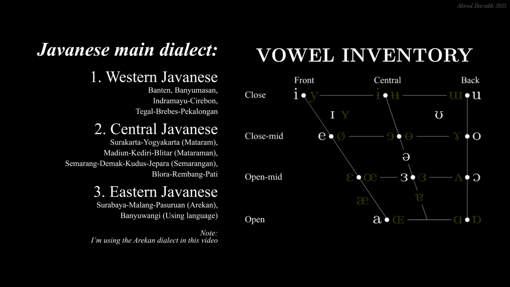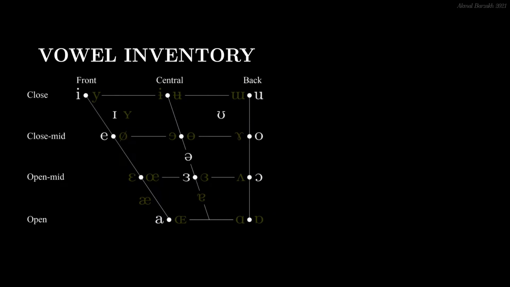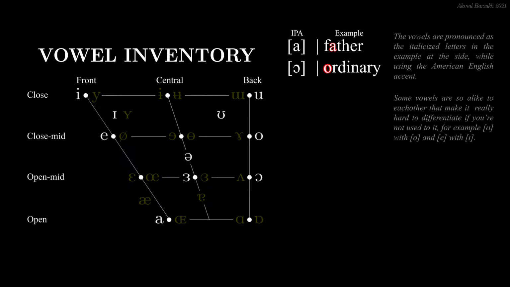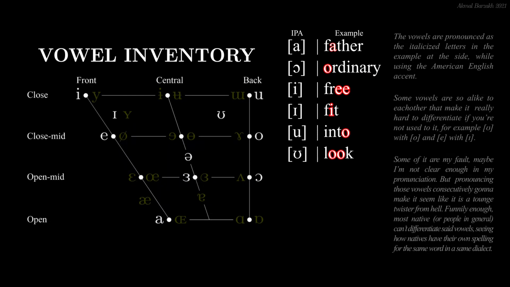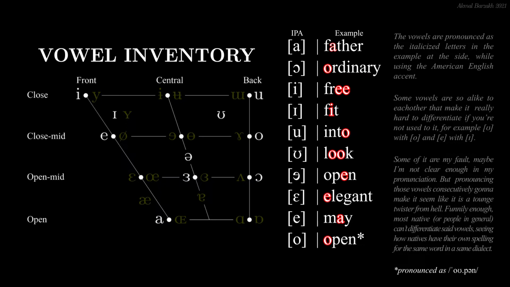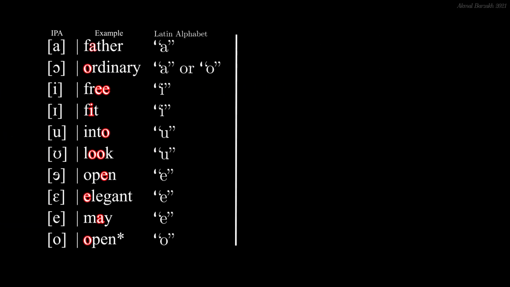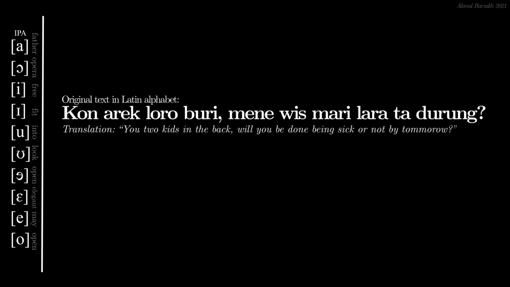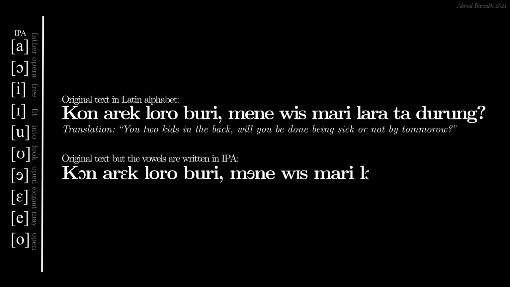Depending on your dialect, the Javanese language could contain 10 unique vowels, which are A, O, I, E, U, O, E, O, which are represented in Latin with the characters here respectively, with E having two different versions. We can see 10 of those vowels in action such as in the sentence: Konarek loro mburi, mene wis mari loro ta dorong.